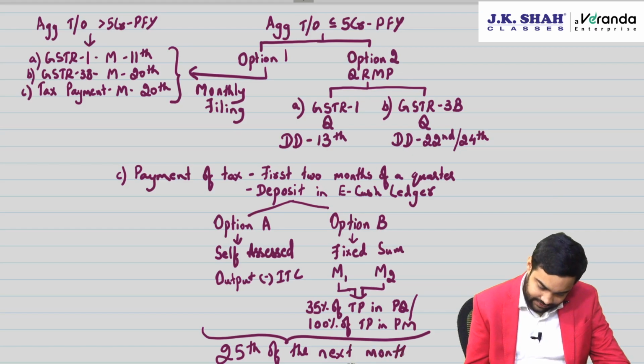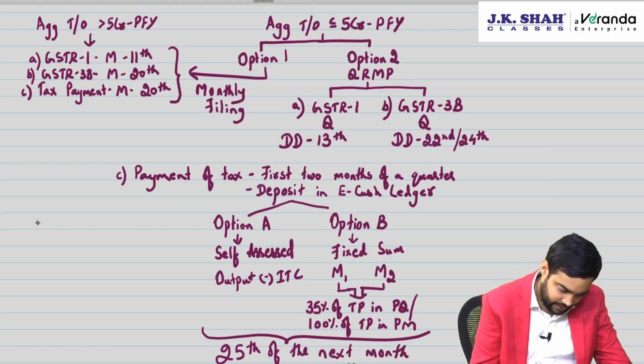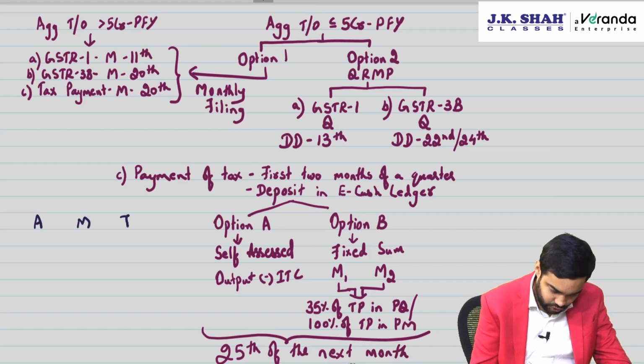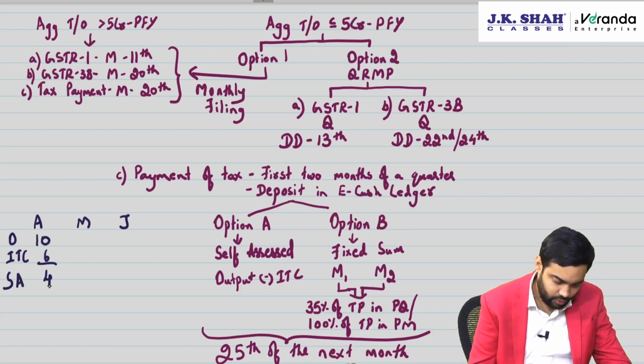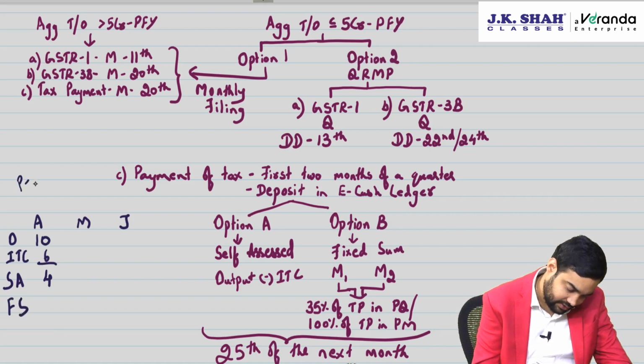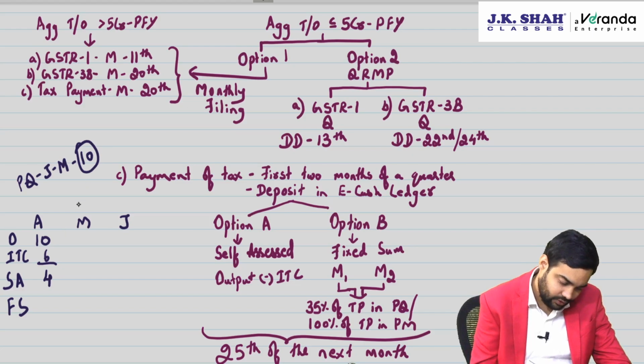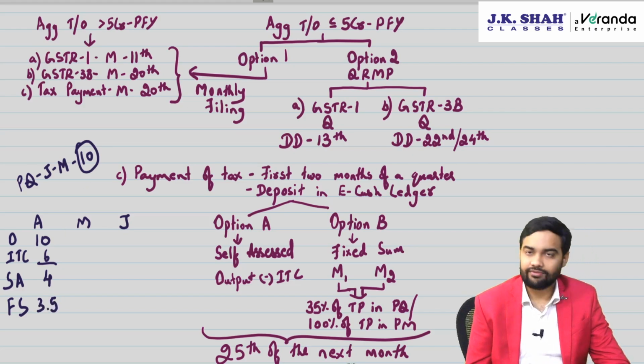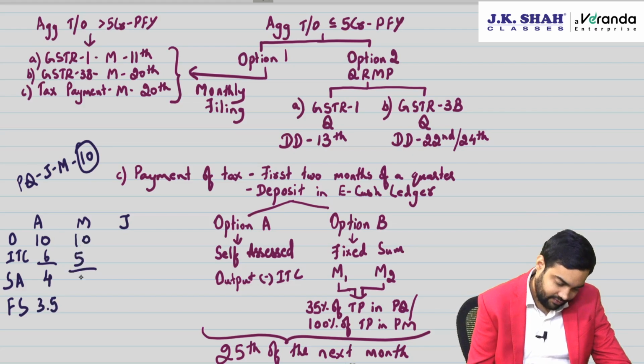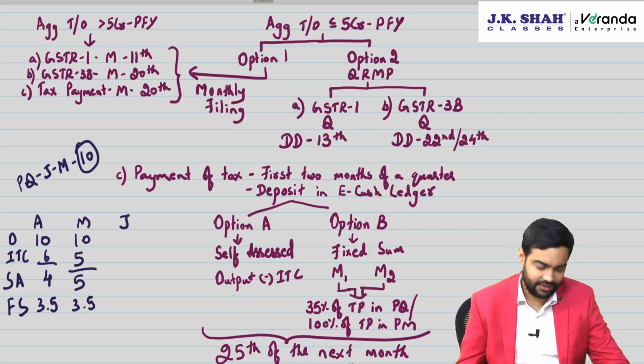Let's quickly see one example. Say suppose April, May, June. Output 10 rupees, ITC 6 rupees. How much will I pay under self-assessed? 4. How much will I pay under fixed sum? Fixed sum depends on my previous quarter, Jan to March. If I have paid 10 rupees in the previous quarter, then 10 into 35% will be 3.5. And for 10, 5, self-assessed will be 5. Second month also it will be 3.5 because 35% of tax paid in the previous quarter.